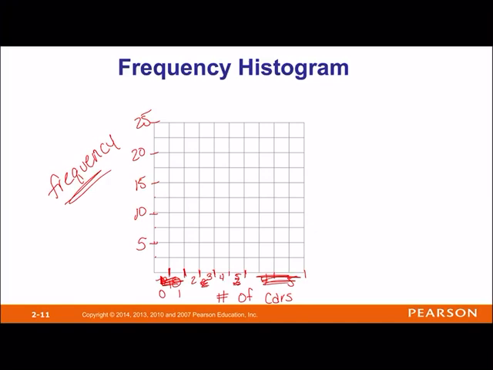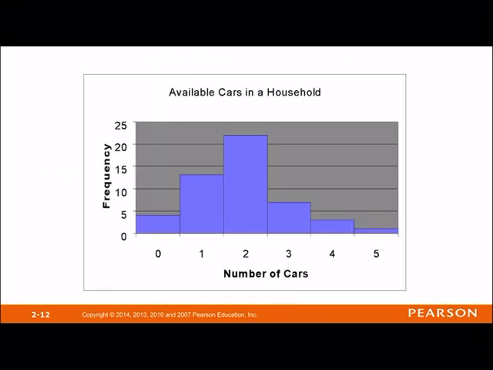Okay, so let's do the 0 cars. So for 0 cars, you had 4. That's going to be a little less than 5. And again, there you go. I'm going to draw one more again. 13. Okay, 13 is somewhere between 10 and 15. And again, the difference here between what we were doing before is notice that those bars touch. Okay, so there is what your histogram should look like in the end. Again, take a second, make sure that you draw yours and make sure all your bars are touching.